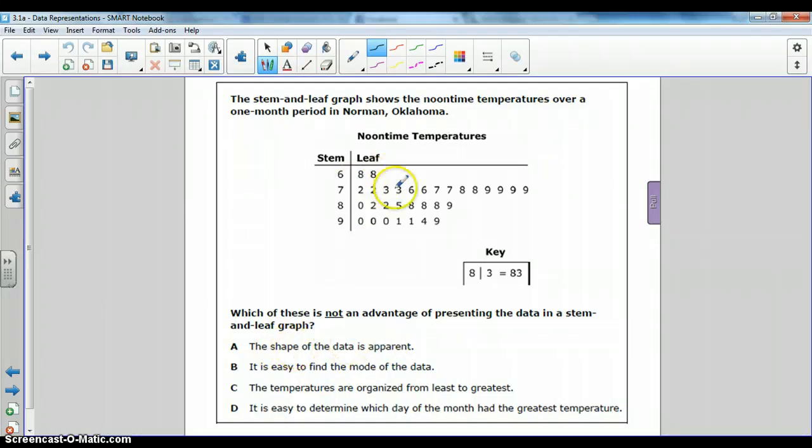So the shape of the data is definitely apparent. We can see most of our data is in the 70s and then 80s. It's easy to find the mode of the data, that's the one that occurs most often. I think that's pretty easy to find. The temperatures are organized from least to greatest. That's true. It's easy to determine which day of the month had the greatest temperature. Well, that's not true. We have no idea what day of the month these occurred. So that would be our answer because it says not an advantage.